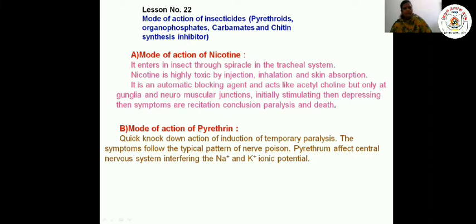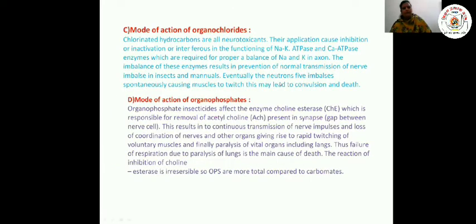Next is the mode of action of the pyrethrin. Quick knockdown action and induction of temporary paralysis. The symptoms follow the typical pattern of a nerve poison. Pyrethrum affects the central nervous system by interfering with the Na plus and K plus ionic potential. This is the mode of action of the pyrethrin.